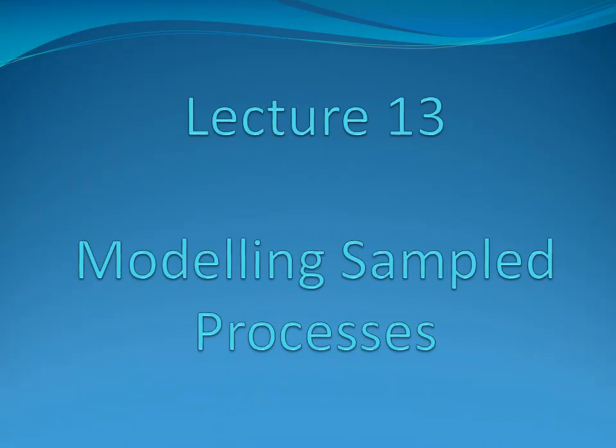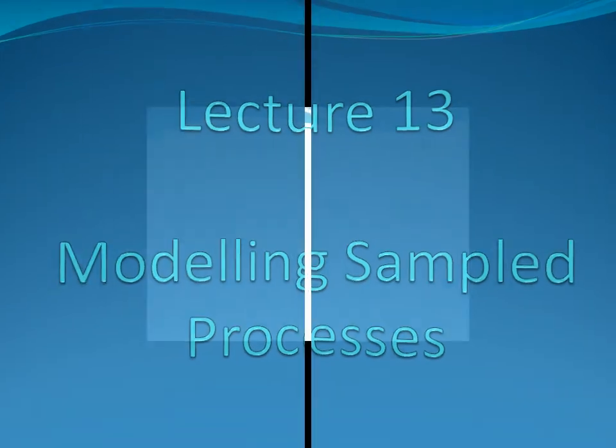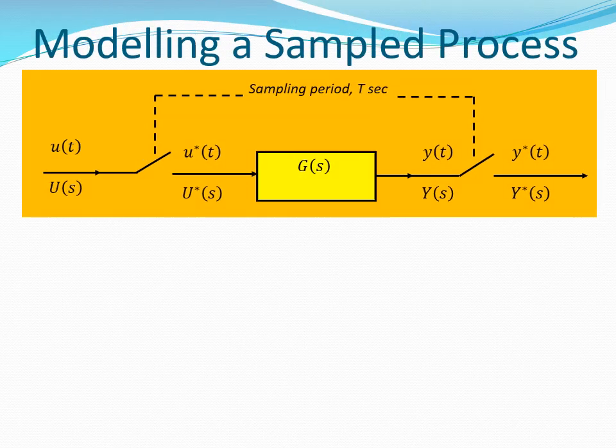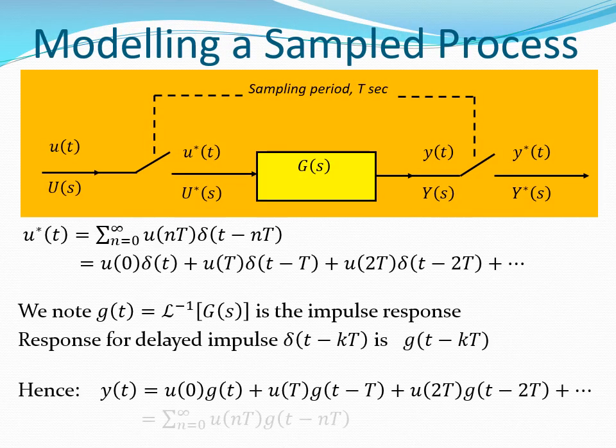In this lecture, we want to look at modeling of sampled processes. A sampled process is one in which the output and the input are sampled. We want to determine the relationship between the sampled output and the sampled input when we are given the transfer function of the process in the Laplace domain. In other words, we want to determine the Z transfer function of the process when we are given its transfer function in the Laplace domain.